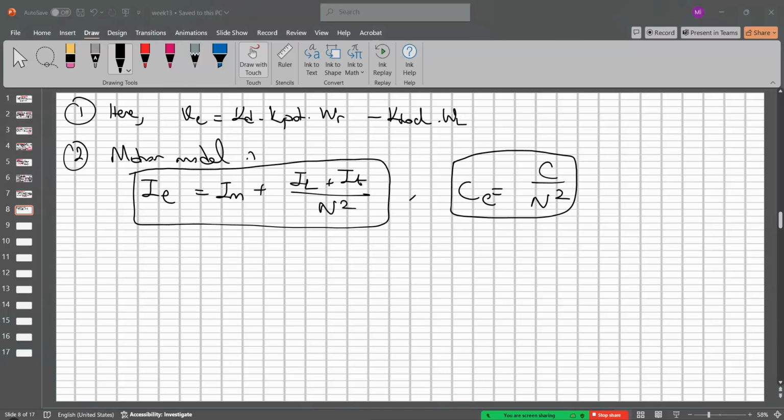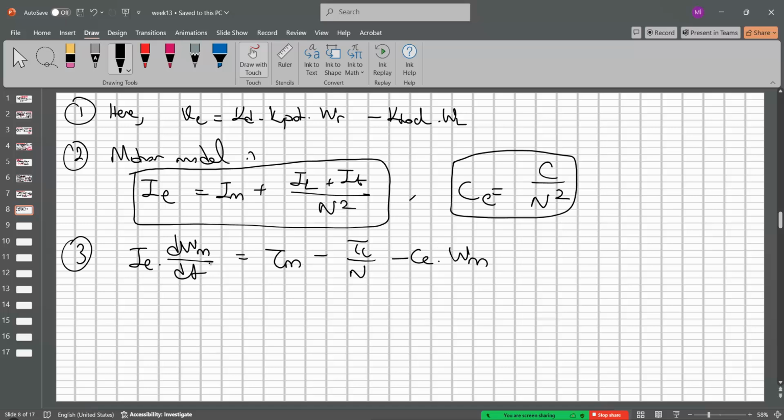And after that, we should write this one. At the 3, we have IE dW/dt must be equal to the torque M, which is coming from the electrical power of the motor, and torque load divided by N, minus CE W M.